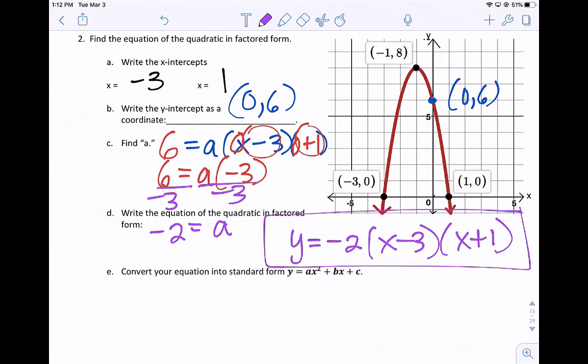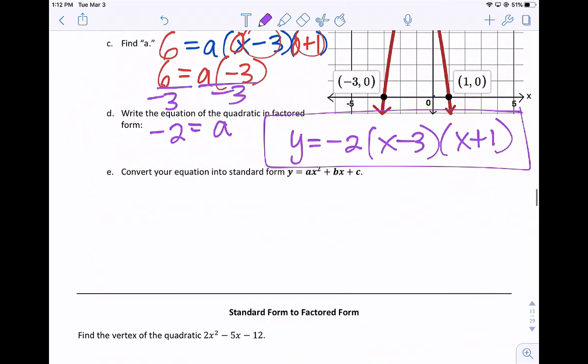And see why the a value is negative 2. It's upside down, like a frowny face, because the a value is negative, and it's skinnier than the original because the absolute value of a is 2.